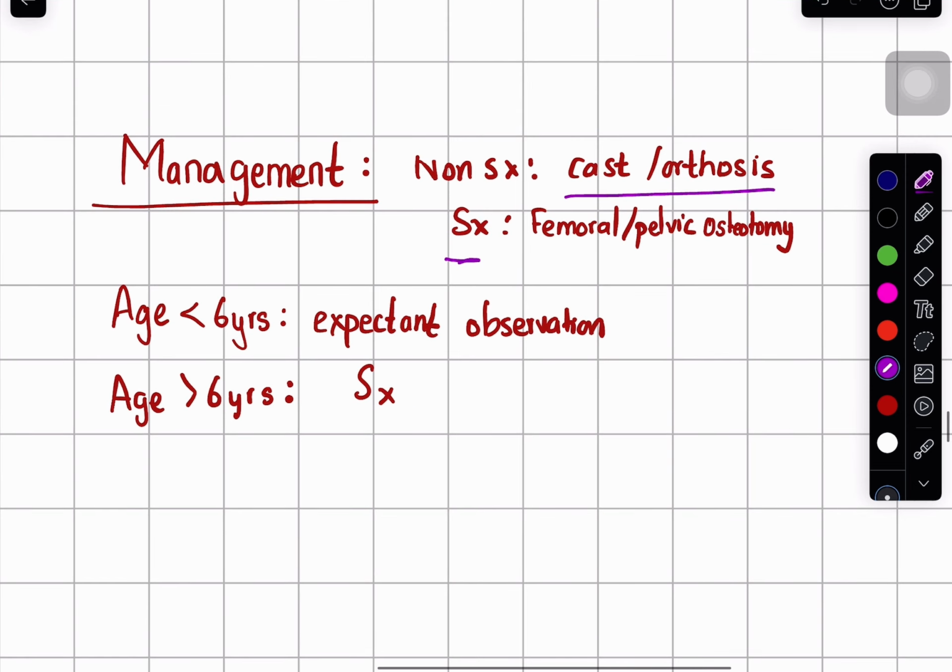And while treating, you have to remember about the age. If it's less than 6 years, expect observation. If greater than 6, it's surgery.